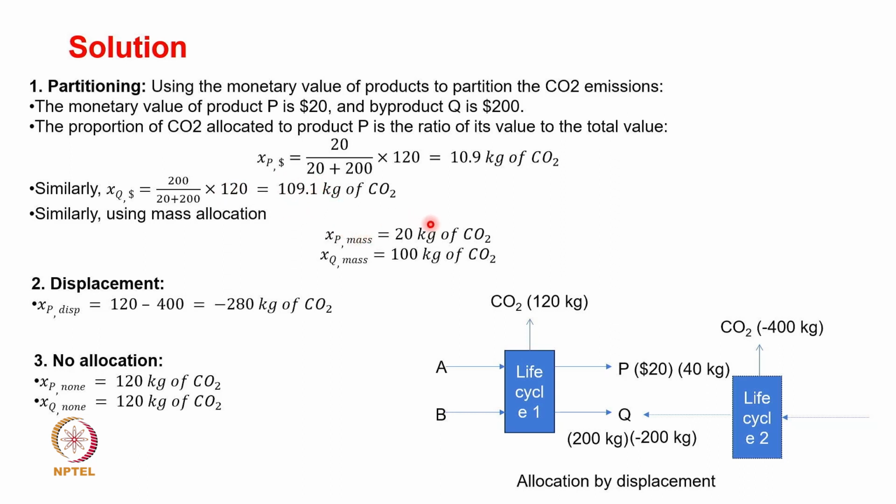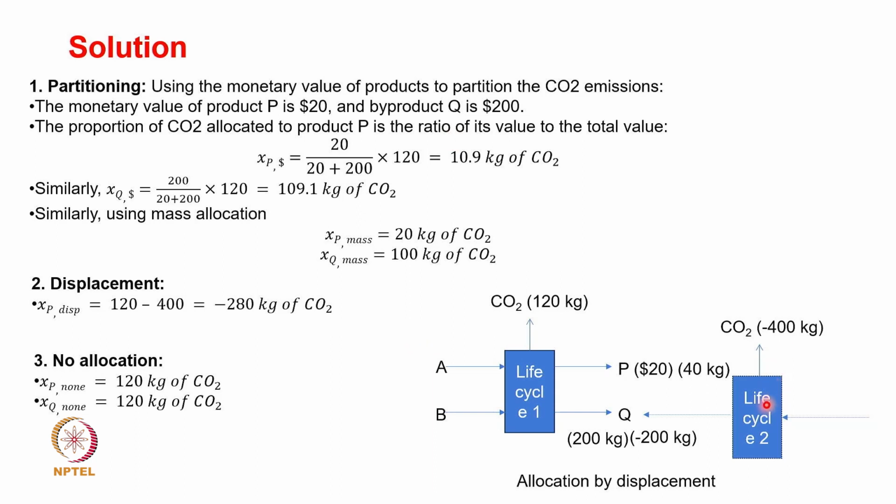So mass allocation you may be able to see that. Similarly, by means of mass allocation, this is of course by means of the ratio of the value. You can see that this is how the burdens are allocated, partitioned. And look at the displacement. So displacement, you can see that.